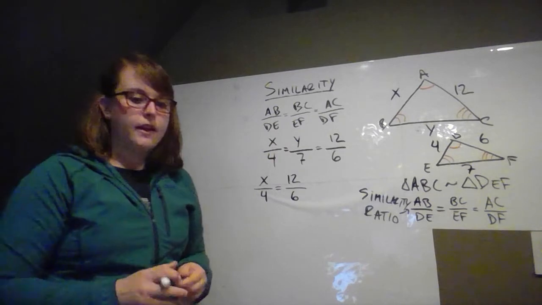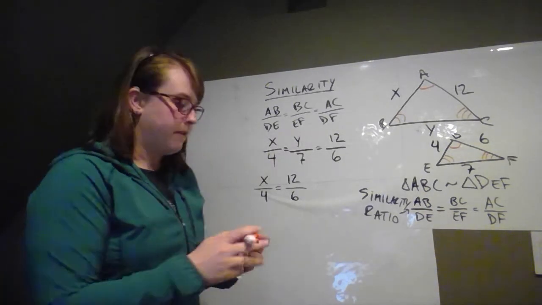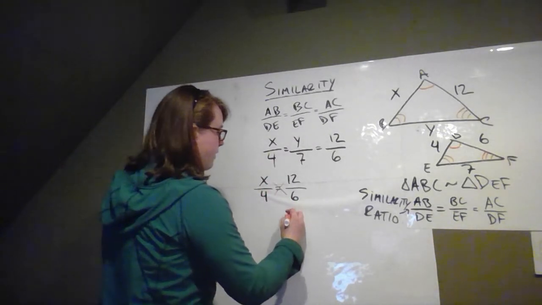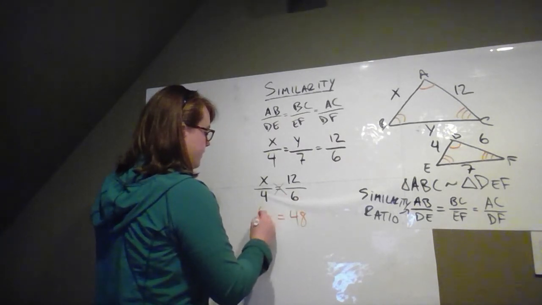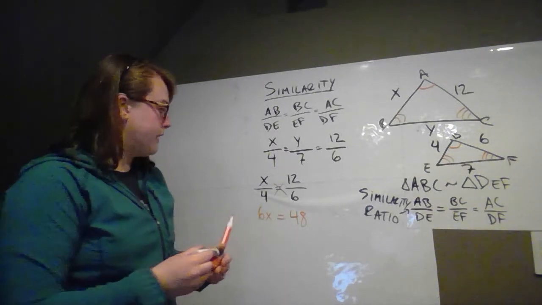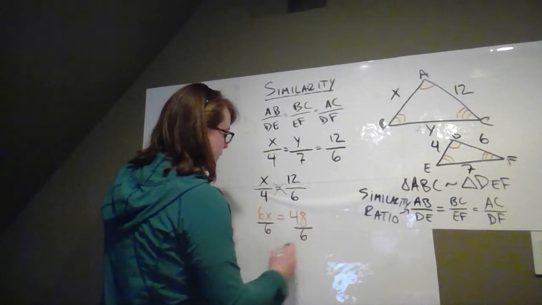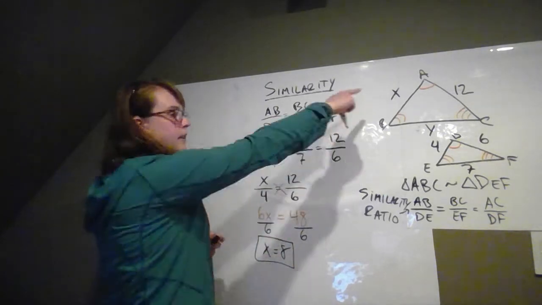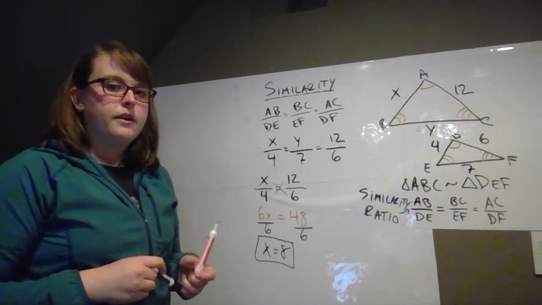Then we can do what we did the other day. We learned about cross multiplying to solve for a missing value. That's how we solve proportions. So I'm going to cross multiply: 12 times 4 equals 6x. And then on both sides, I'm going to divide by 6. So we get x equals 8. So that would be the length of side AB. So that's the first thing that we do. So now I've solved for x.